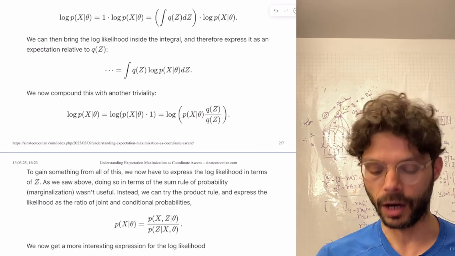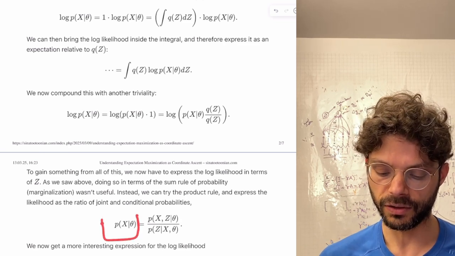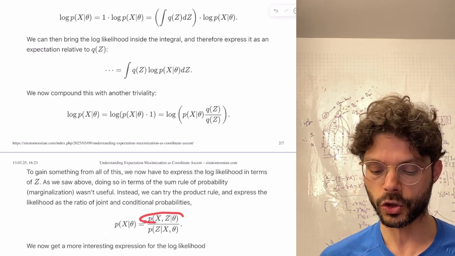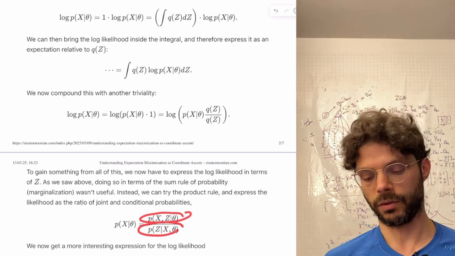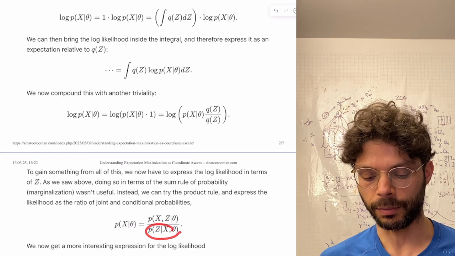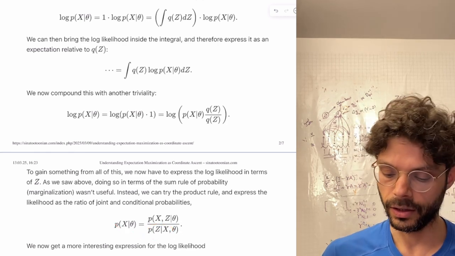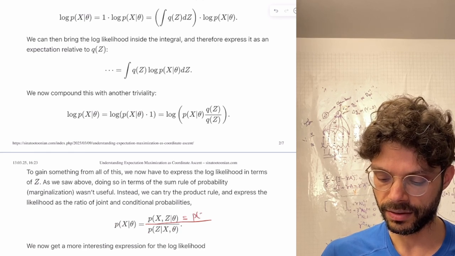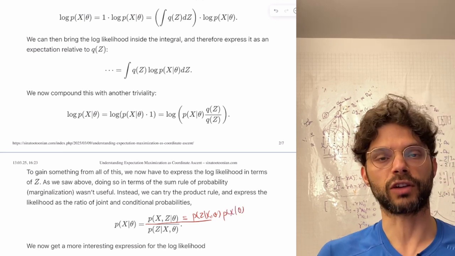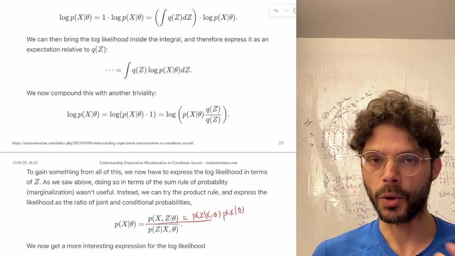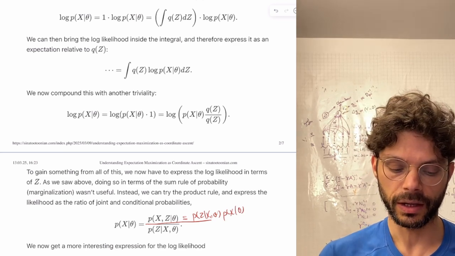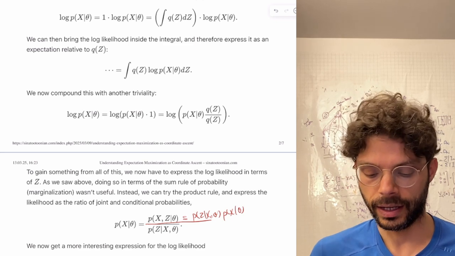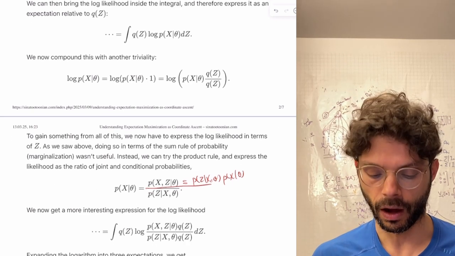So why don't we try the product rule, and write this using Bayes' rule as a ratio of the joint distribution to the conditional distribution? If you bring this up to the top, this top part is the same as p of z given x and theta, times p of x given theta. So we've just rearranged that. Now we're in business, because there are some non-trivial re-expressions here of what we got.